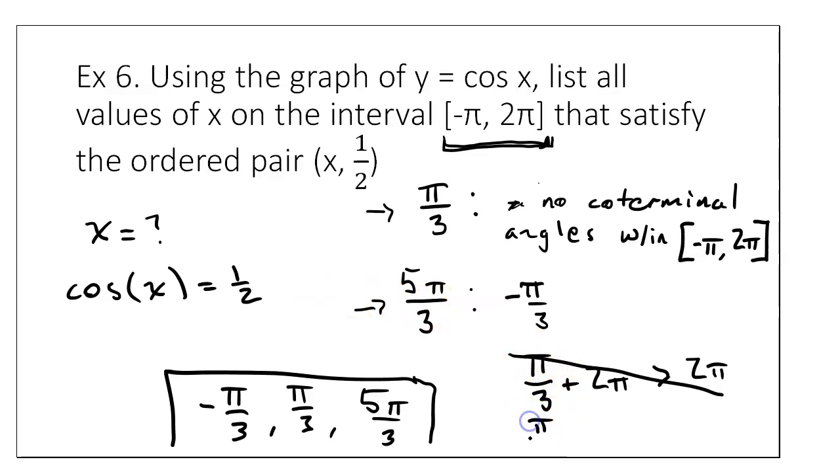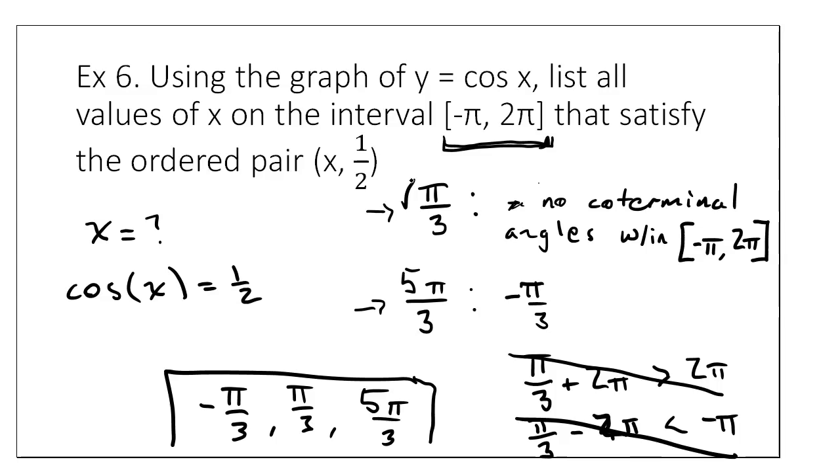Similarly, I could try to subtract 2 pi, but this is going to be less than negative pi. The answer will be negative 5 pi over 3, and since negative 5 pi over 3 is less than negative pi, which is outside of our range, we can't use that solution either. So there are no coterminal angles to pi over 3 within the range of our problem, which means this is the only one we can add to our list for now.